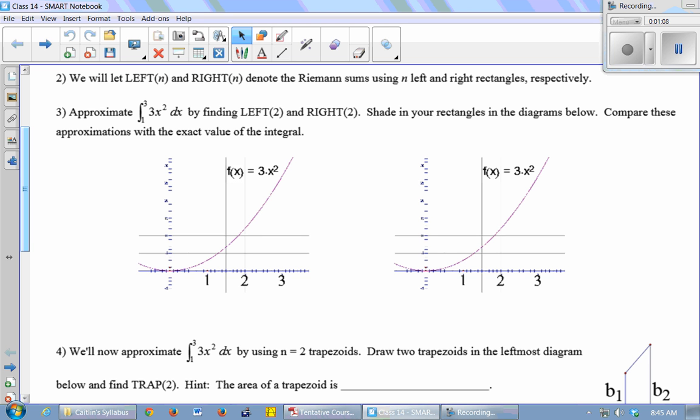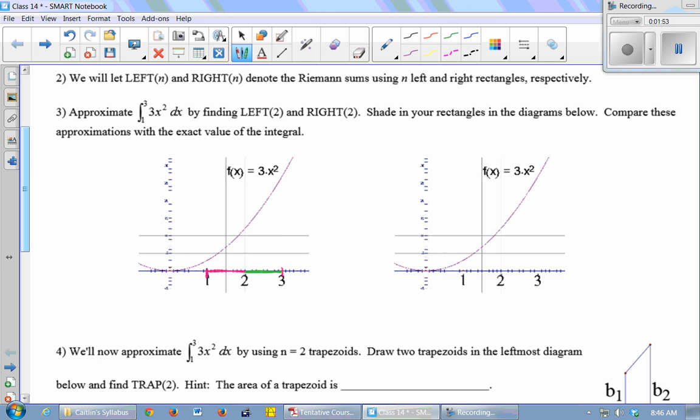So if I want to approximate the integral from 1 to 3 of 3x squared dx, that is, approximate the area under 3x squared from 1 to 3, I want to use left 2 and right 2. So two rectangles using left endpoints, two rectangles using right endpoints. And I'm going to shade my rectangles in the diagram. So from 1 to 3, if I'm going to do left 2, so here's 1, 2, 3. I'm going to break it into two intervals because they told me to use two rectangles. So here's my first interval, and then I'll use another color for my second interval.